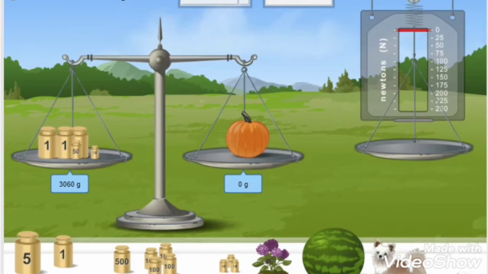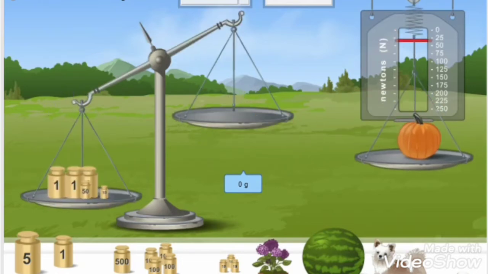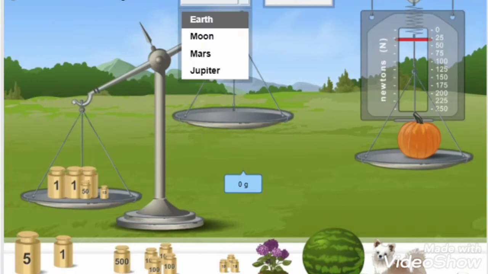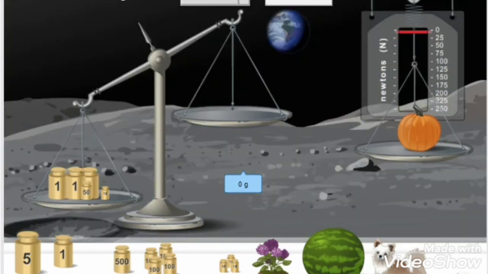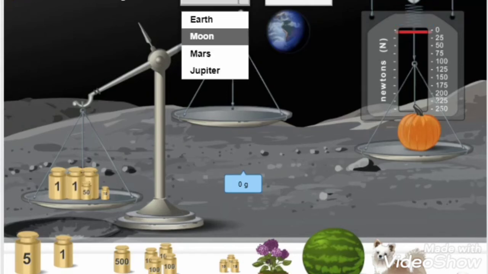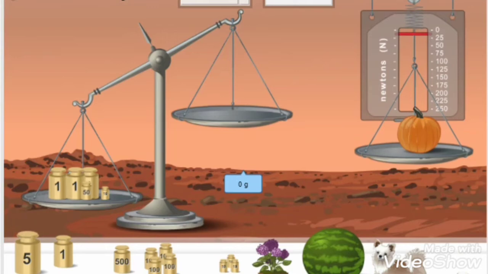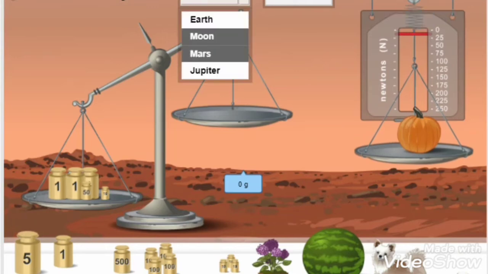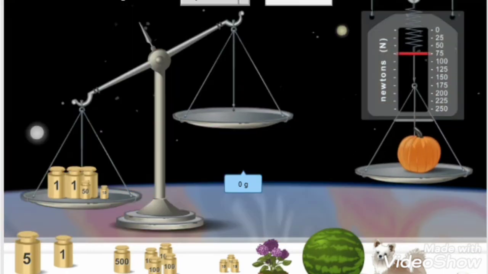Let's now measure the weight of the pumpkin on Earth. It's 30 Newton. On the moon, 5 Newton. On Mars, 11.4 Newton. And on Jupiter, it's 75.9 Newton. So mass stays the same, but weight differs.